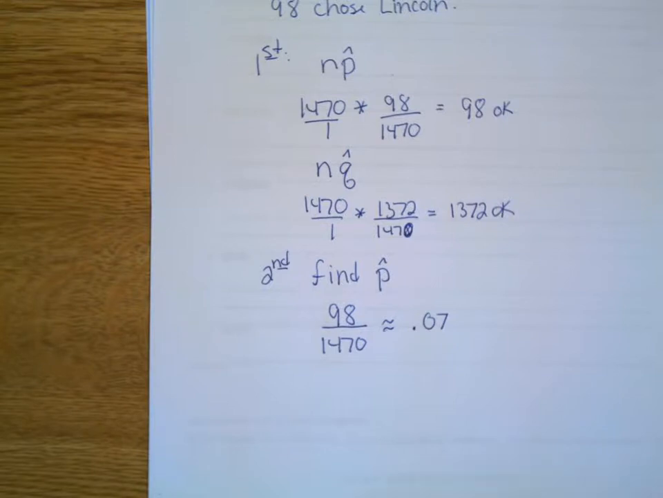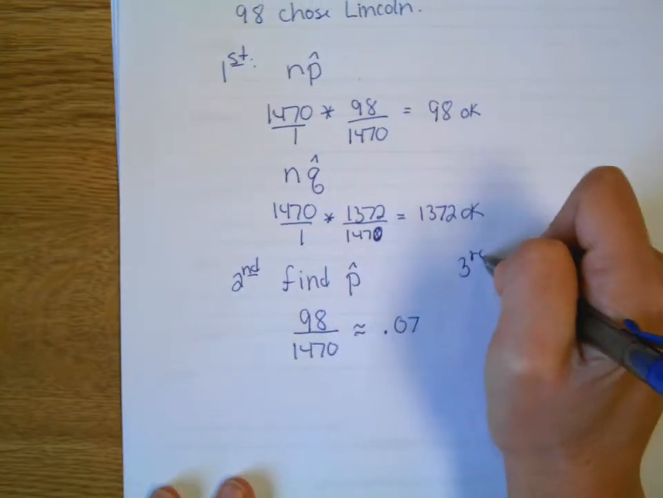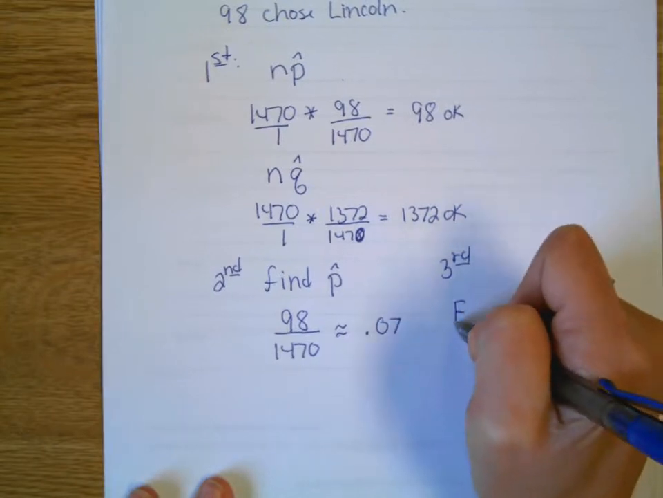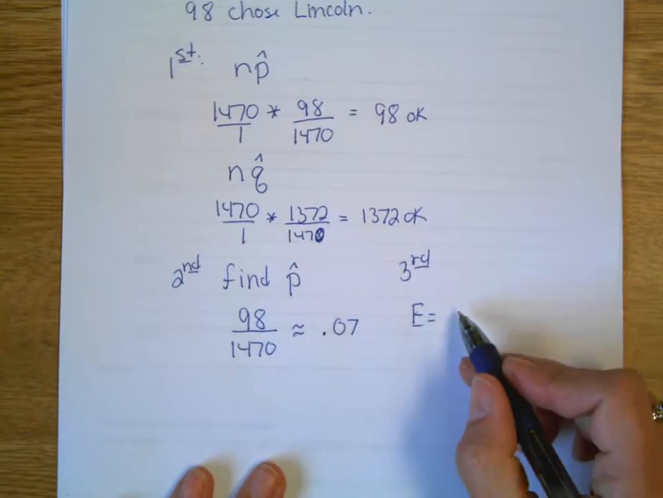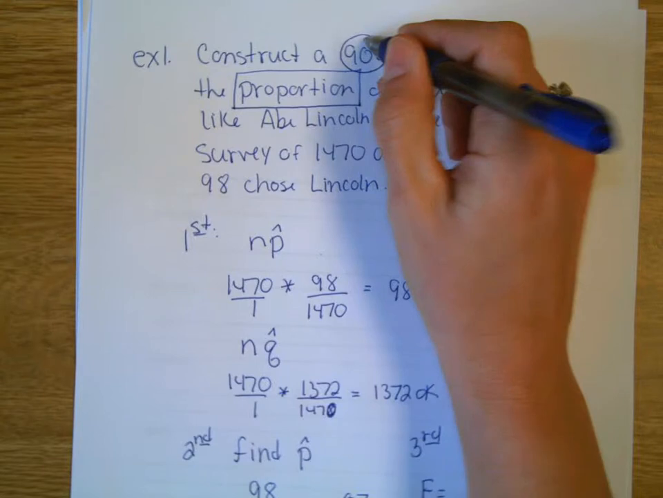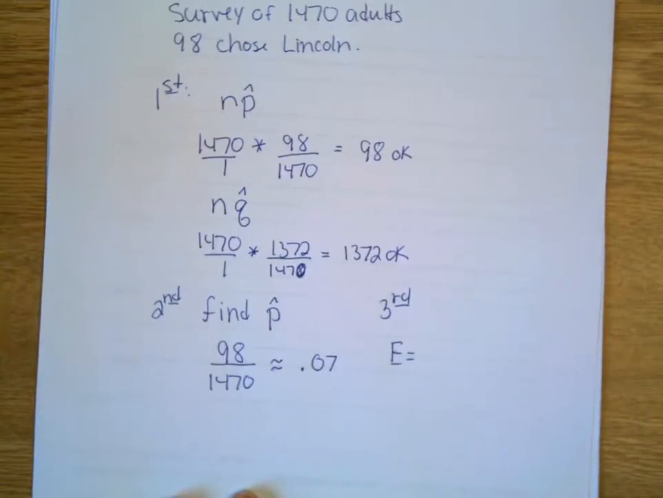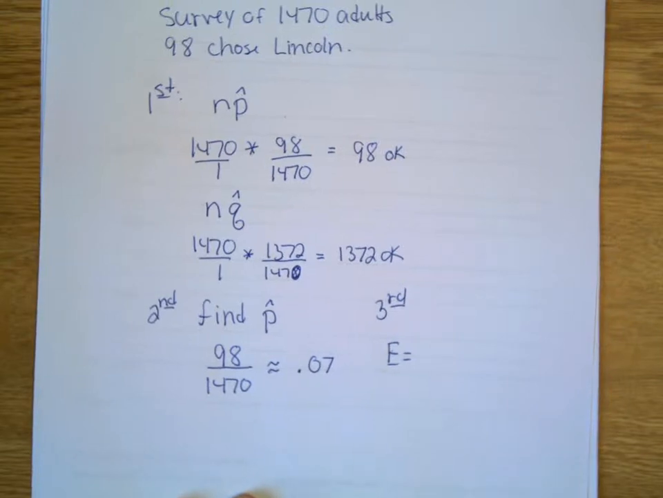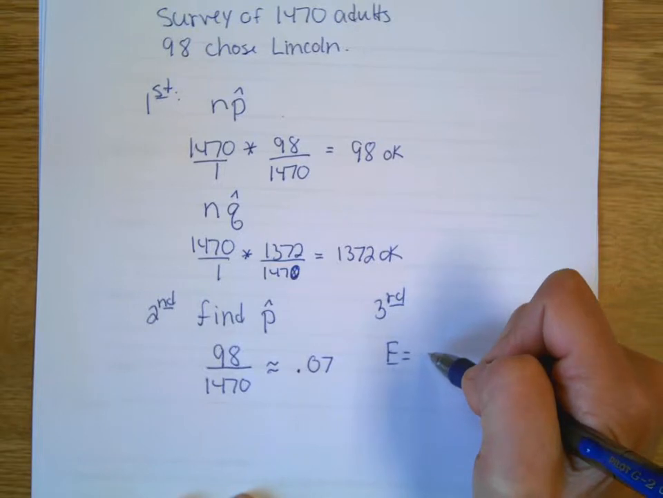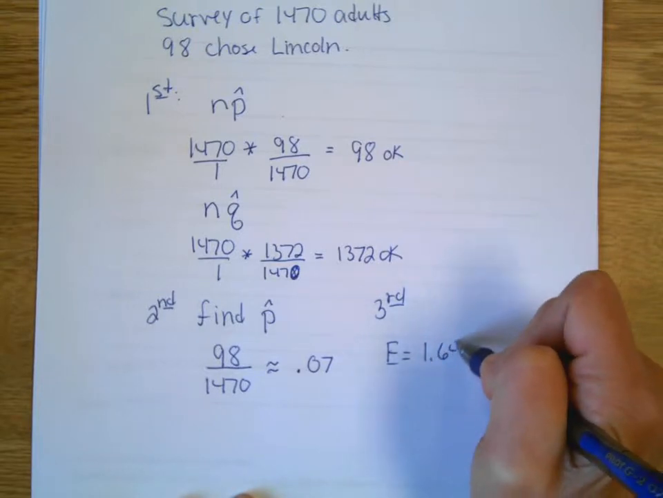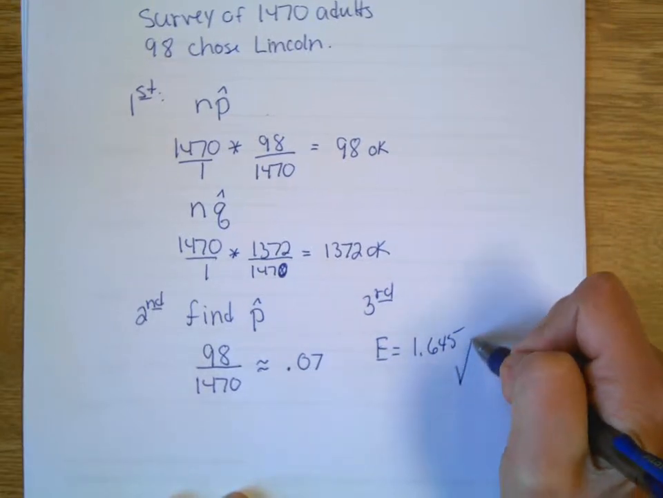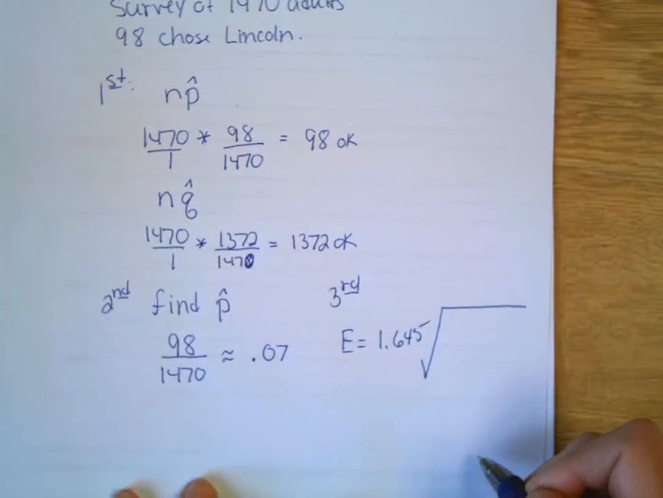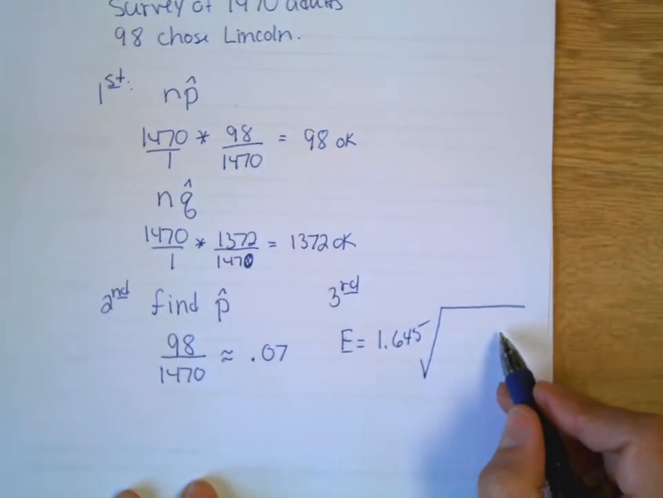Now, our third step is to calculate the max error, big E. The big E formula says we need the z-score for 90%. Anybody memorize it yet? I think it is 1.645. Let me check. Yes. And then it says take the square root of p hat times q hat.